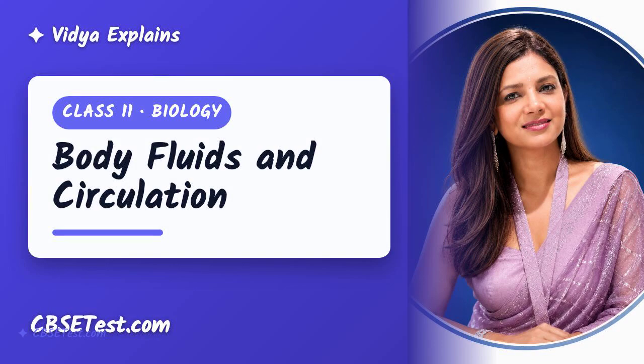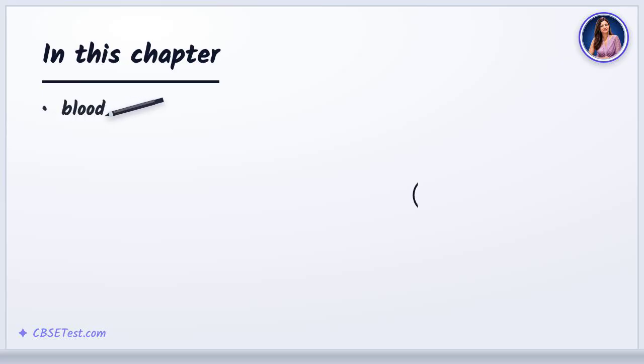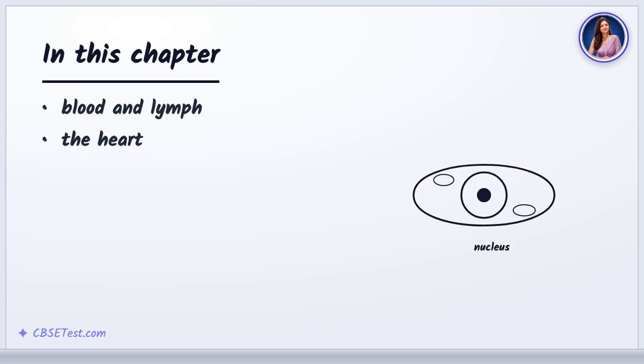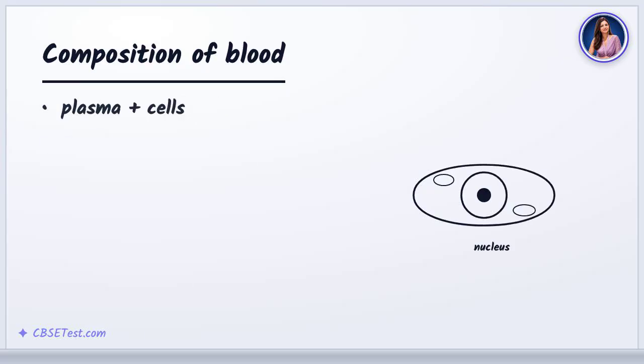Let's learn body fluids and circulation together, step by step. In this chapter, we study body fluids like blood and lymph, the structure of the heart, and how blood circulates through the body. Blood is a connective tissue made of liquid plasma and cells.